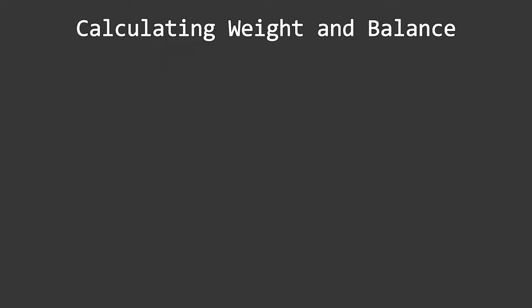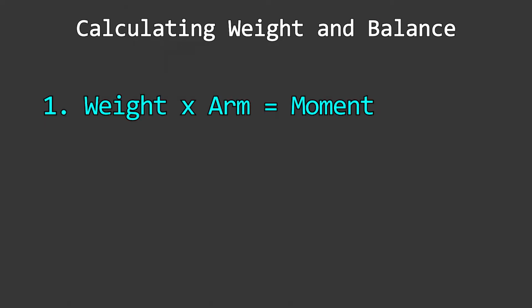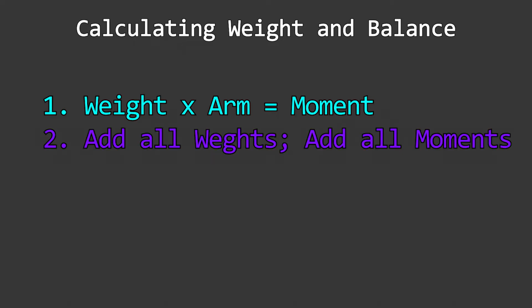All weight and balance problems can be solved with 3 basic steps. Step 1: weight times arm equals moment, and you do this for all the items. Step 2: you add all the weights, and then add all the moments. And finally, step 3: you take the sum of the moments and divide it by the sum of the weights. And that's how you get your center of gravity.